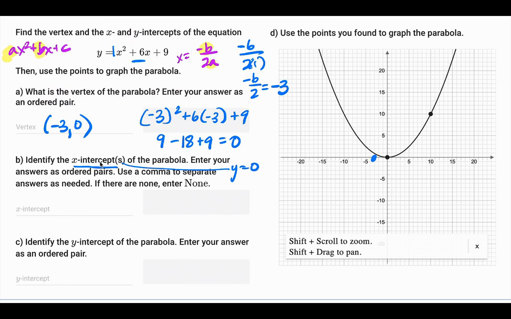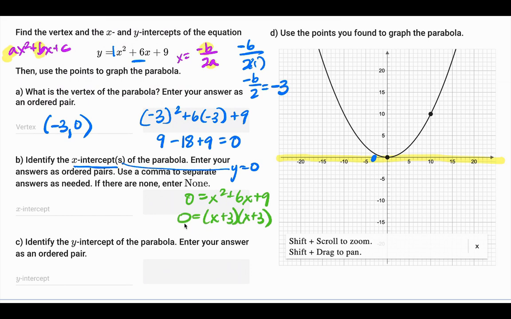X-intercepts mean where does it cross the x-axis, which is at the point y equals 0. So to solve that, I'm going to take 0 equals x squared plus 6x plus 9. Now this is where we have to remember how to factor. So if we have x squared plus 6x plus 9, that's going to factor into x plus 3 times x plus 3.